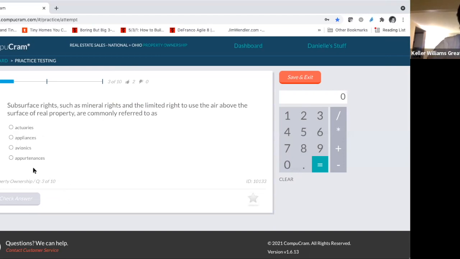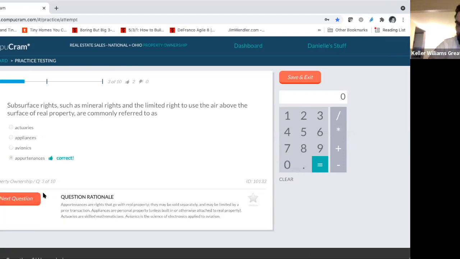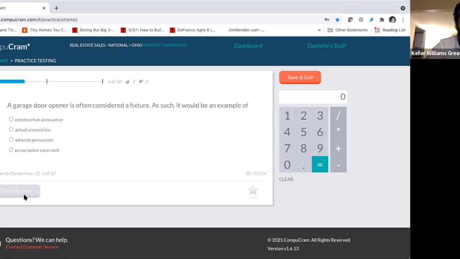All right, I'm seeing those D's, and you guys are right. Those are appurtenances. Nice try with avionics. It's tripping us up talking about air, but that's right. Appliances are personal properties. Actuaries are a job that somebody has, actuarial scientists or mathematicians. Appurtenances are what we're looking for there.